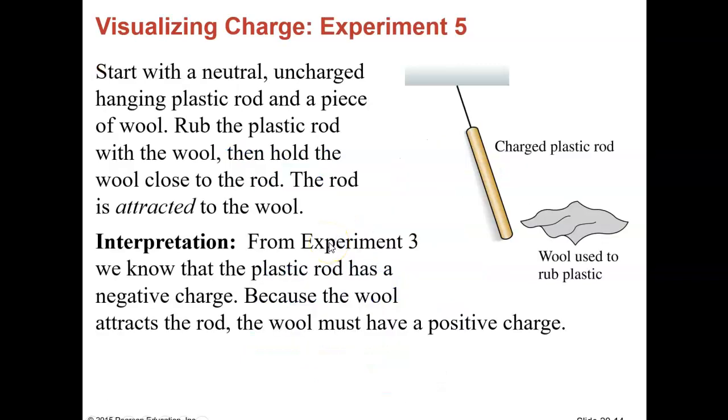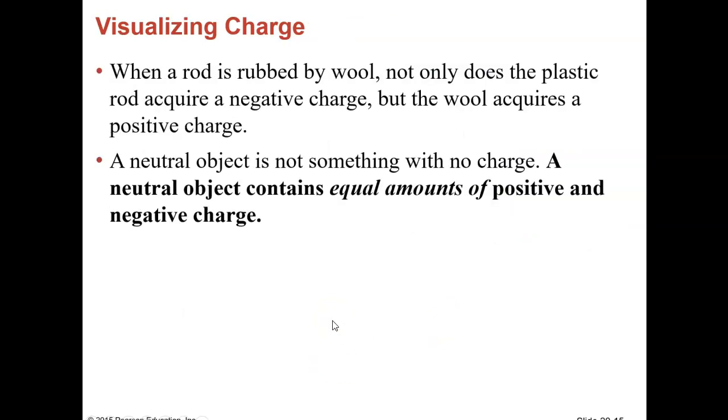All right, so if we start with a neutral uncharged hanging plastic rod and a piece of wool, and you rub the plastic with the wool, then hold the wool close to the rod, the rod is attracted to the wool. So what does that mean? They're oppositely charged. We know from earlier that the plastic rod has a negative charge. Because the wool attracts the rod, the wool has to have a positive charge because opposite charges attract. So when a rod is rubbed by wool, not only does the plastic rod acquire a negative charge, but the wool acquires a positive charge.